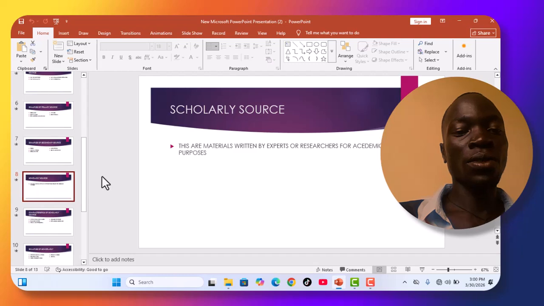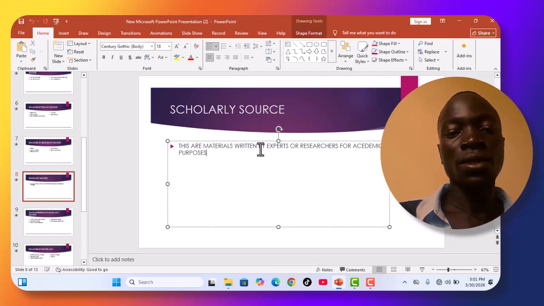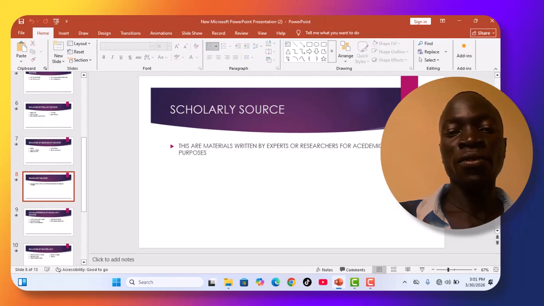Another source of information is the scholarly source. These are materials written by experts or researchers for academic purposes. So, for example, if you have become a teacher and you're an expert in teaching, you can come out with your own textbook, or you can come out with your own book. For example, you're a lecturer and you have found that you're capable of making your own book. You'll be able to produce a scholarly source whereby you'll be an expert in that line of occupation.